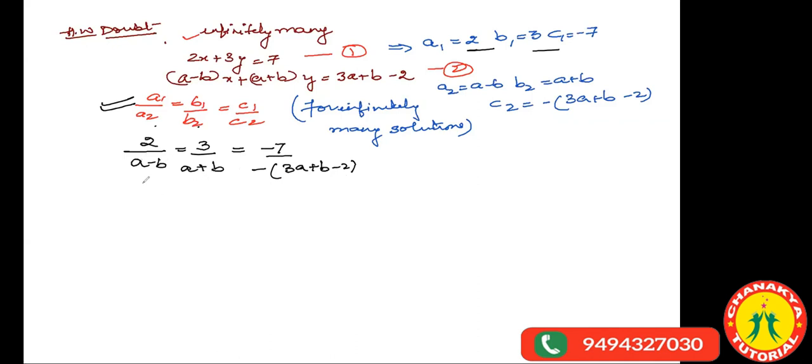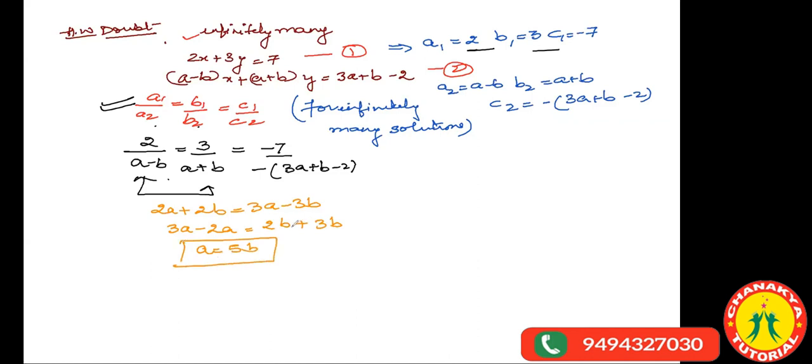Now all three ratios are equal, so I am taking the first two ratios first to solve it. From the first two ratios, cross multiply. By cross multiplication, you will get 2A plus 2B is equal to 3A minus 3B. Now shift this 2A here and 3B here. So 3A minus 2A will be equal to 2B plus 3B. Then the value of A is 5B.